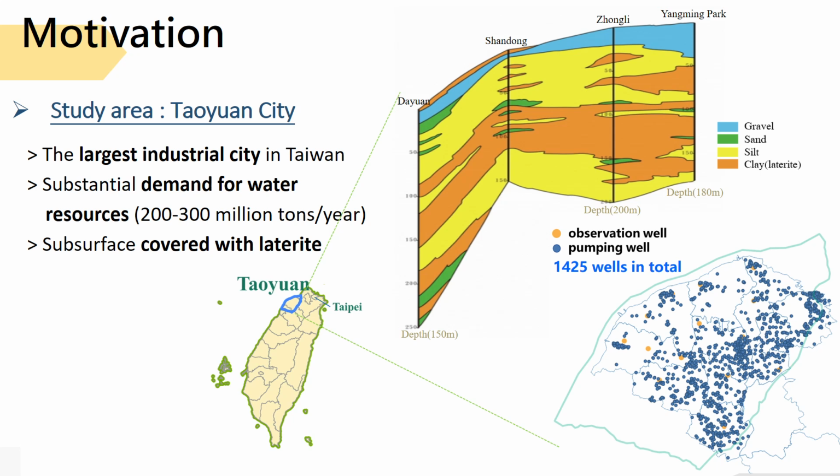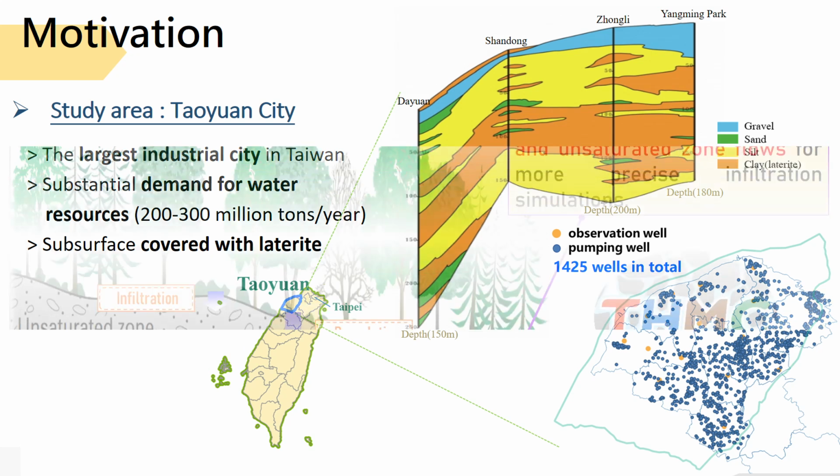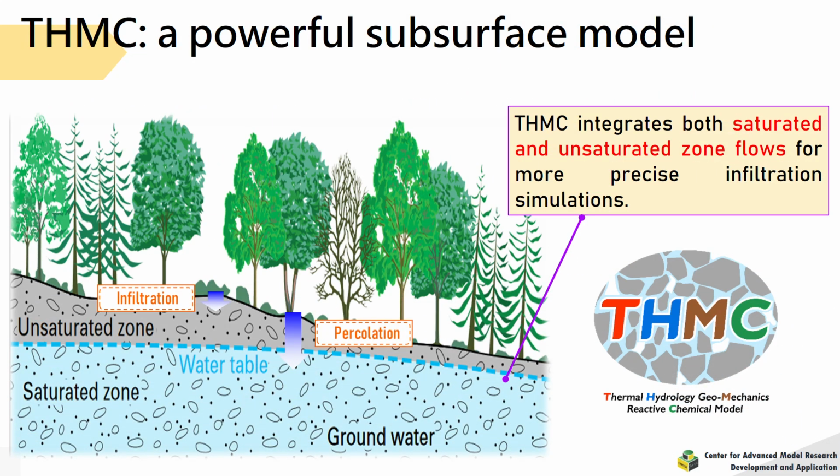As industrial and urban water demand increases, groundwater has become an indispensable alternative resource. THMC subsurface modeling software was developed to accurately simulate coupled flows in both saturated and unsaturated zones, allowing to address the unique hydrogeological complexities of regions like Taoyuan. By capturing detailed mechanisms of Taoyuan's low permeability laterite surface layer, THMC enhances the representation of infiltration processes. This advanced modeling capability supports informed water management strategies and promotes sustainable resource use in response to the challenges of climate change.